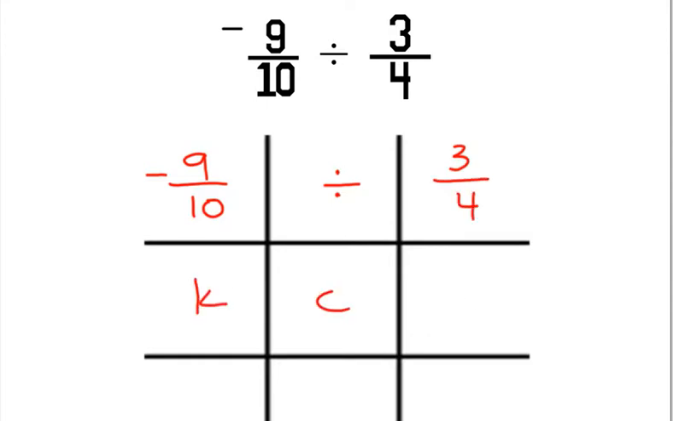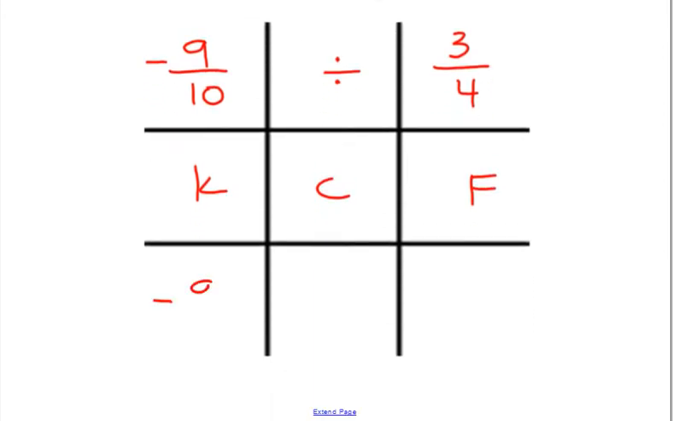Keep, change, flip. So I'm going to keep negative 9 over 10, change division to multiplication, and flip 3 over 4 to 4 over 3. So let's cross multiply. Let's do our checks. Can 9 over 10 simplify? No. Can 4 over 3 simplify? No. Let's go diagonal. Can 4 over 10 simplify? Yes, it can simplify to 2 over 5.